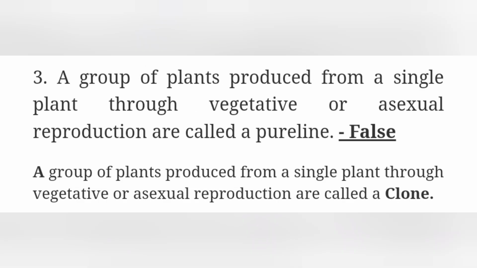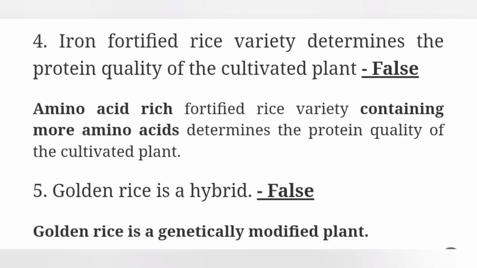Third one, a group of plants produced from a single plant through vegetative or asexual reproduction are called a pure line. The statement is false. The correct statement, a group of plants produced from a single plant through vegetative or asexual reproduction are called a clone. Fourth one, iron fortified rice variety determines the protein quality of the cultivated plant. The statement is false. The correct one, amino acid rich fortified rice variety containing more amino acids determines the protein quality of the cultivated plant.